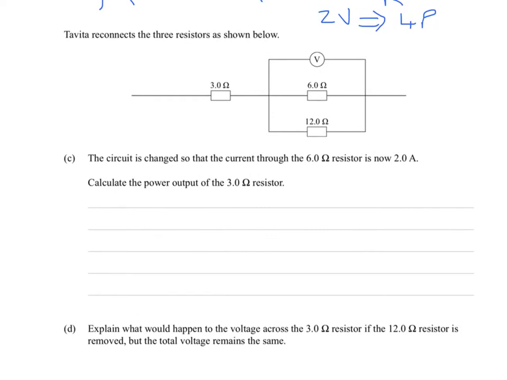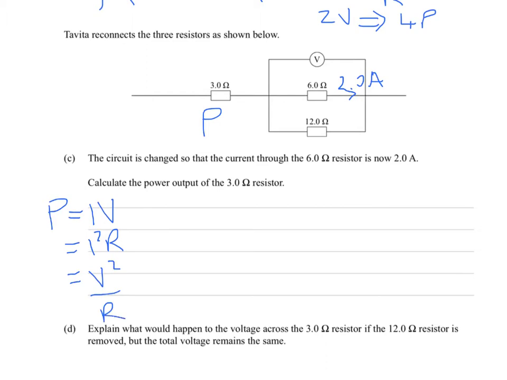Next part, DeVita reconnects the 3 resistors as shown below. The circuit's changed so that the current through the 6 ohm resistor is now 2.0 amps. I'm going to write that on there. So it's 2.0 amps going through there. Calculate the power output of the 3 ohm resistor. So we're after the power of this, of the 3 ohm resistor. Go back to our formula, P equals I times V. We've already got R there, so we could do I squared R, or we could do V squared over R.